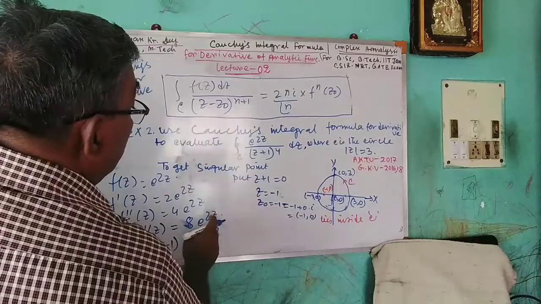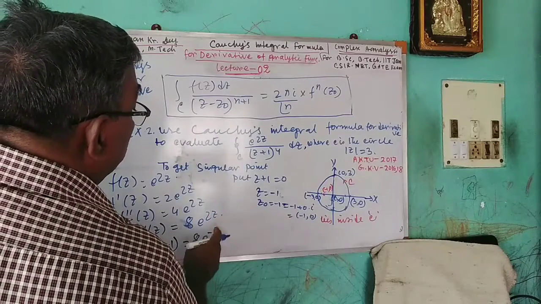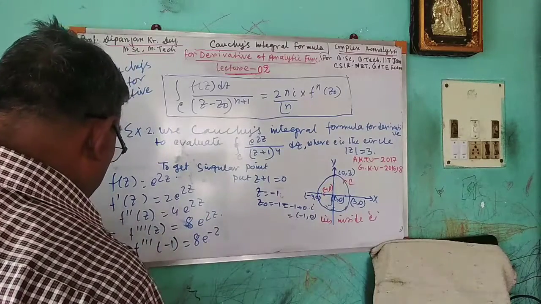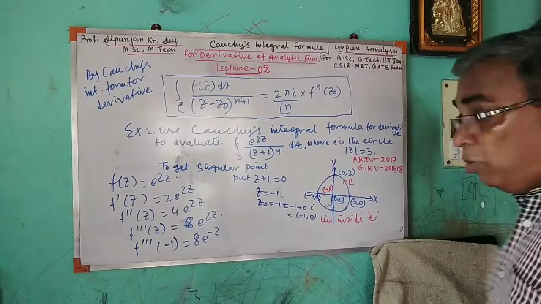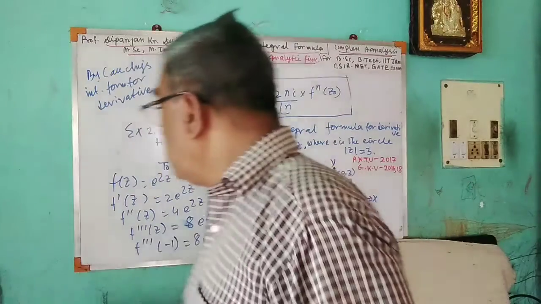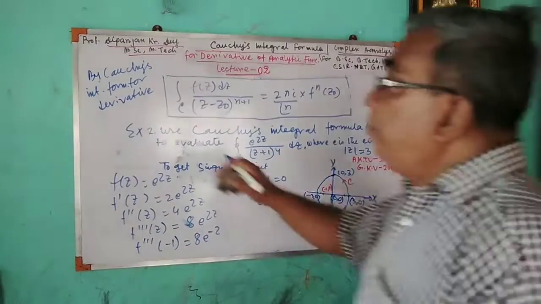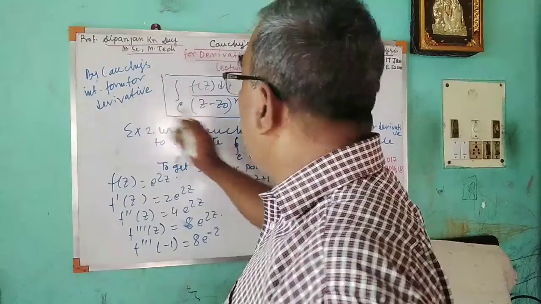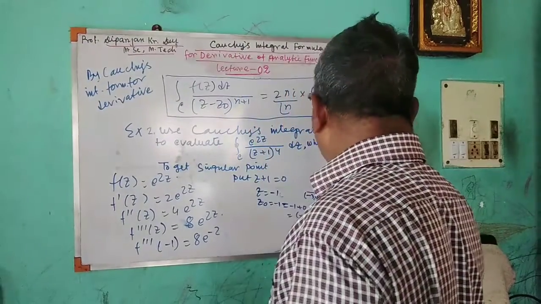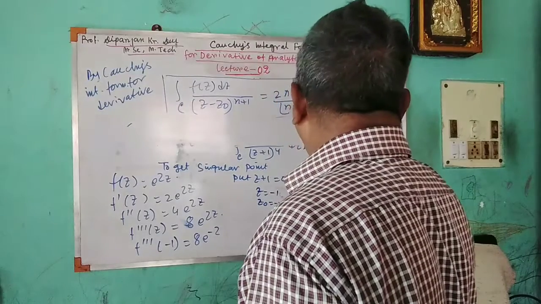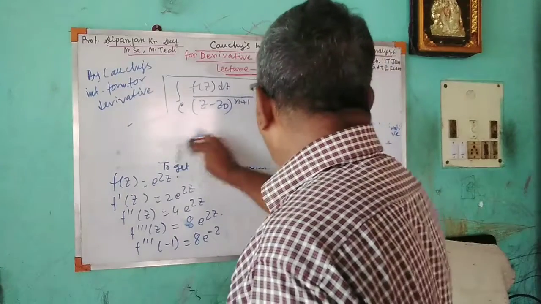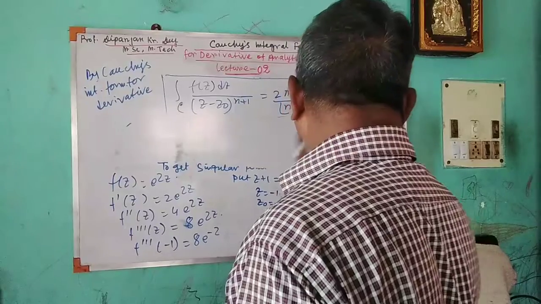So I am putting here z equal to -1, that is 8 e to the power -2. Then by Cauchy's integral formula for derivative, I am just removing this part. This is the Cauchy's integral formula for derivative. So using this formula, what will you do?